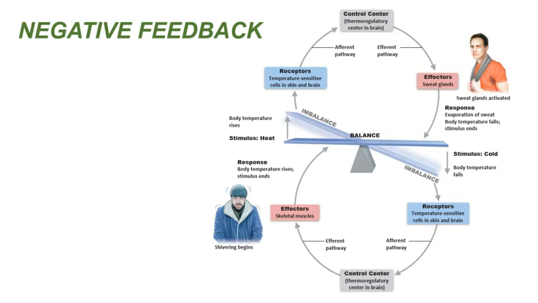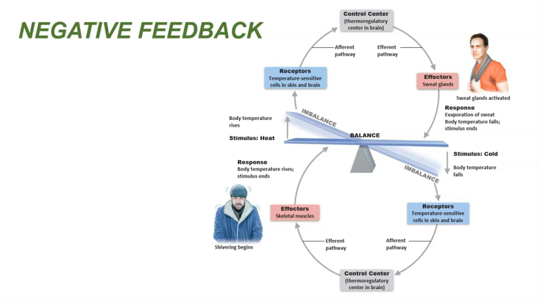So in both examples, temperature-sensitive receptors that are located within the skin and within the brain will detect these changes in body temperature. They will communicate through the afferent pathway with a control center in the brain. The control center will then select an appropriate response to the stimulus and send that information to effectors through the efferent pathway. If the initial stimulus was high external temperatures, so for example on a warm day, the effector that will be activated are sweat glands, and these sweat glands will cause us to perspire and cool our body.